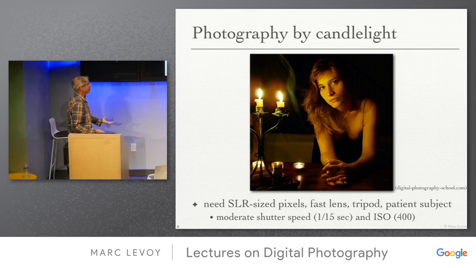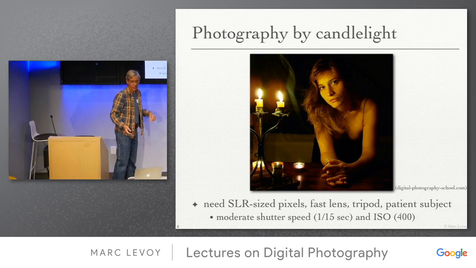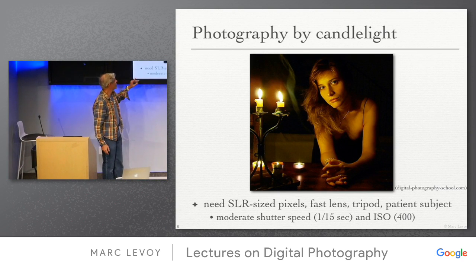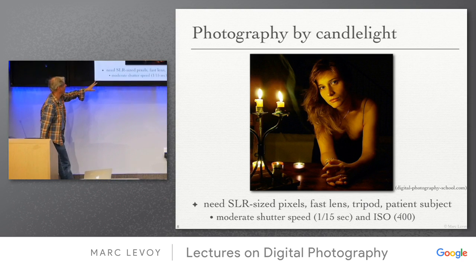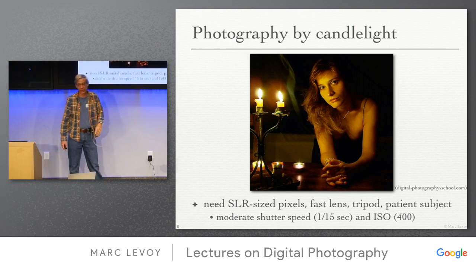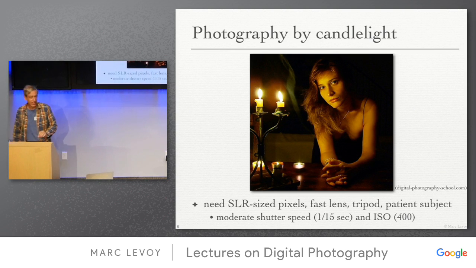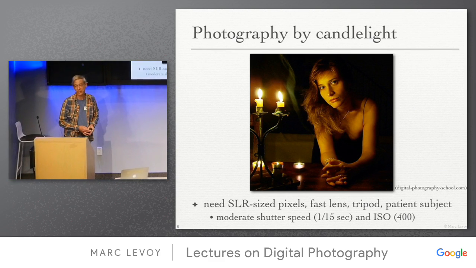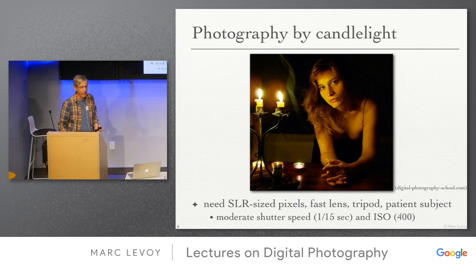We can do photography by candlelight, but you need big pixels and a fast lens. So for this shot, which has 5 candles in it, this isn't that bad. It's a 15th of a second at ISO 400. But if you only had 1 candle illuminating her, then you would need ISO 2000, which begins to get a bit noisy, although not so bad on modern SLRs.